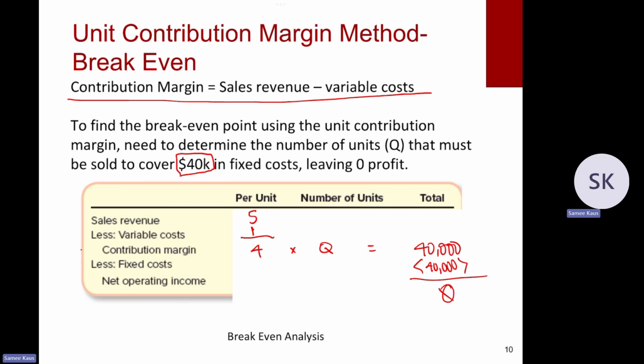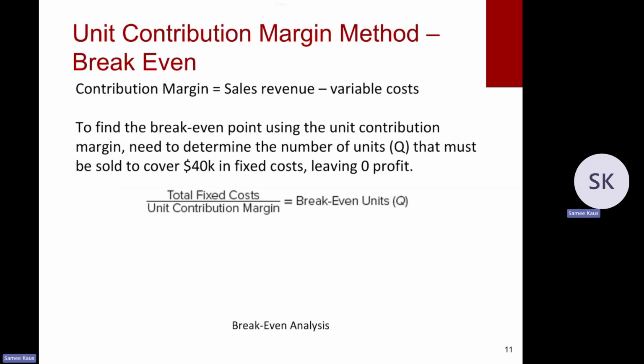Okay. But if this isn't super easily understandable for you, look at it like this. Think about it just in terms of this formula. So I have to say, to cover my total fixed costs of 40,000 bucks, I just need to cover what? My unit contribution margin of $4 a unit. So in this case, now I'm able to solve for my break-even units, which is my 10,000.